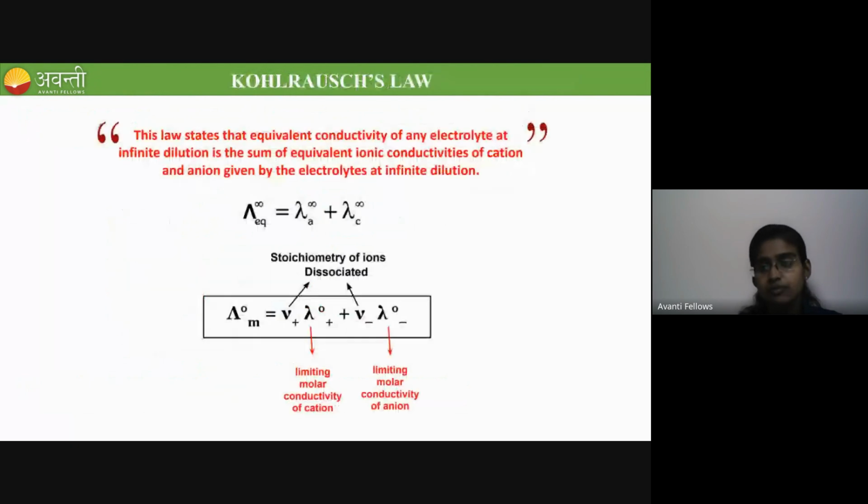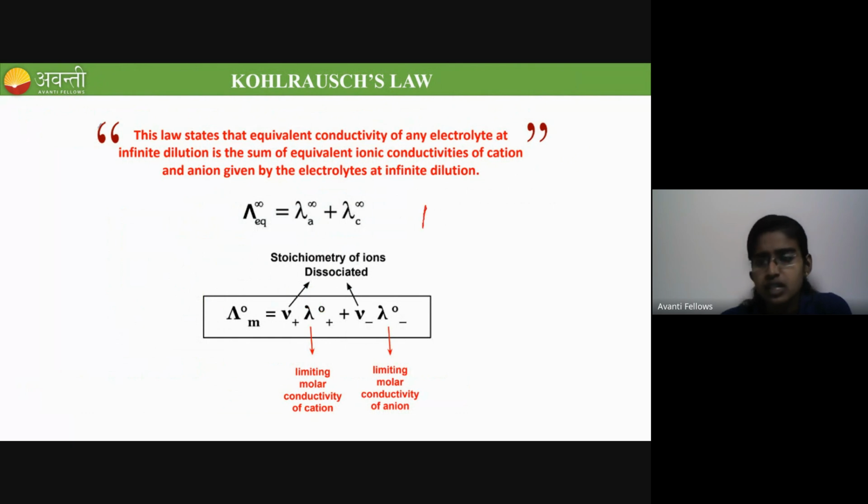Now next I will discuss the Kohlrausch law. It is also called the independent migration of ions law, and this law states that the equivalent conductivity of any electrolyte at infinite dilution is the sum of equivalent ionic conductivities of cation and anion given by the electrolyte at infinite dilution. It is given by lambda m naught or lambda EQ, which is equal to nu plus lambda plus plus nu minus lambda minus. Here nu plus and nu minus represent the stoichiometry of ions dissociated, and lambda is the limiting molar conductivity.